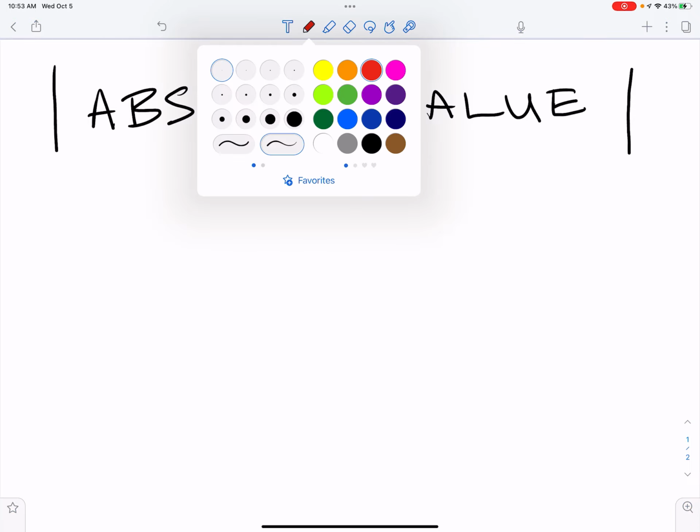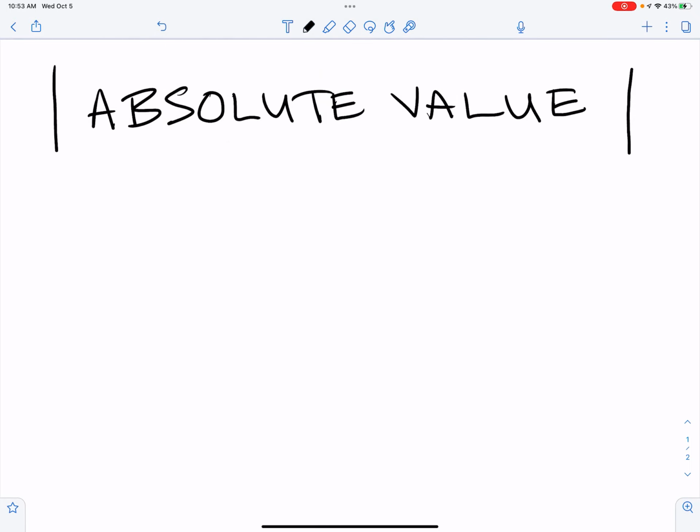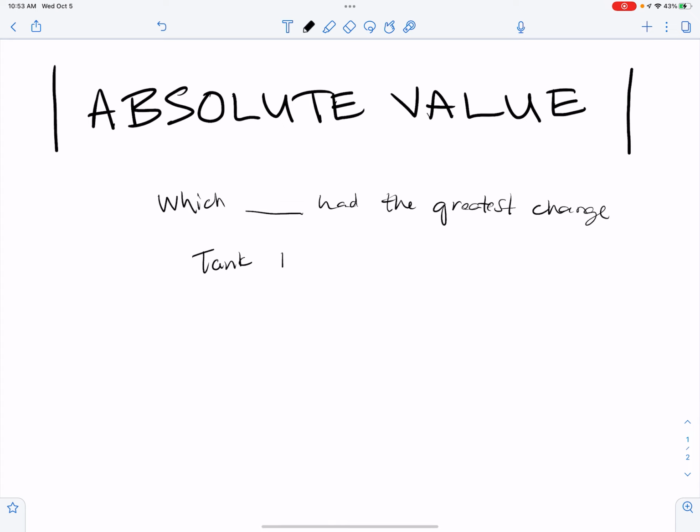Sometimes in math, you might be asked to compare or answer a question like which something had the greatest change. So our example from class was we had tank A had an increase of 4 fish and tank B had a decrease of 5 fish. So which tank had the greatest change?